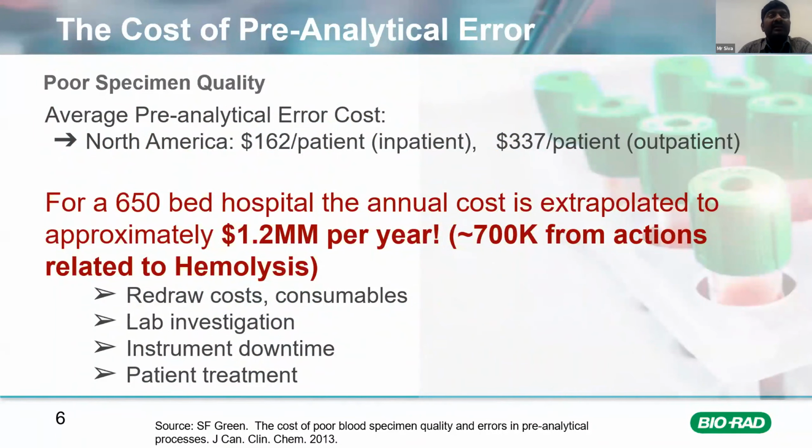So considering that, we understood that poor specimen quality definitely affects the average cost of pre-analytical errors. A study done in North America gives around $162 per inpatient, and around $337 per outpatient. And for a 650 bedded hospital, approximately 1.2 million per year, which is huge.